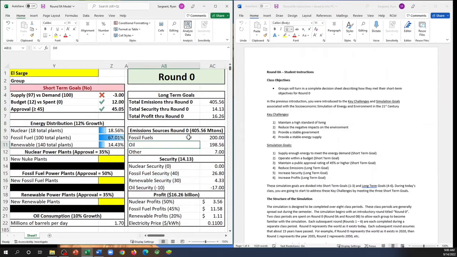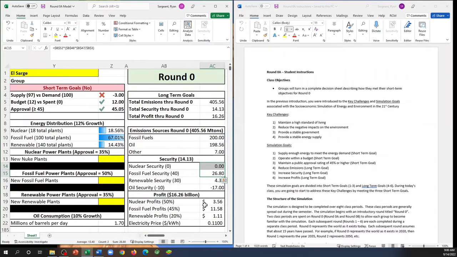Okay, so if I build fossil fuel power plants, let's build 2 of them, then my emissions will creep up, and that's bad. But your security goes up, which is good. So we have to decide which of those 2 we need to value. Finally, let's look at profits.